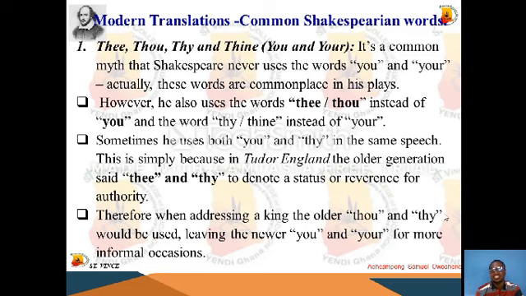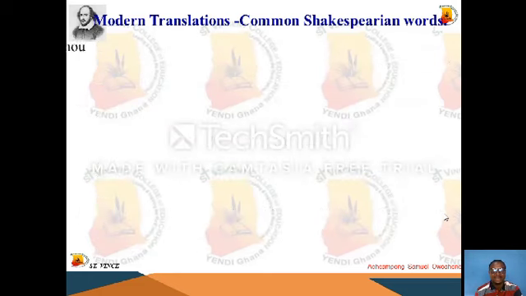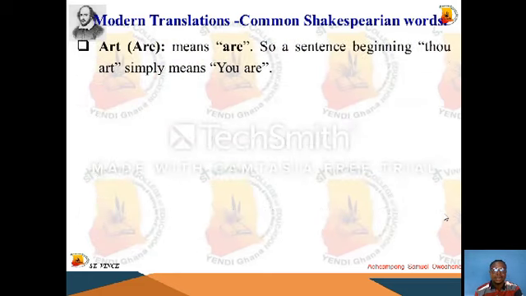Therefore, when addressing a king or an elderly person, thou and thy would be used, leaving the newer you and your for more informal occasions. So basically, that's what we're trying to say. Now, you'll also come across art. What art thou? Who are you? The art, A-R-T, means are. So the sentence thou art means you are. We already learned about thou, which means you, and then art means are. So one is the pronoun, the other is the verb.